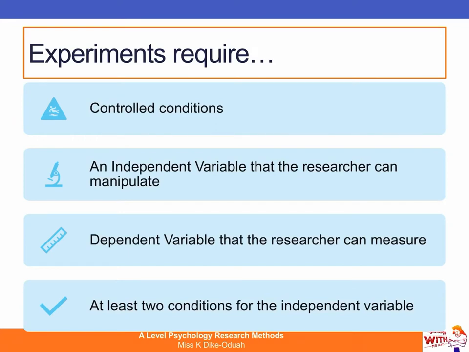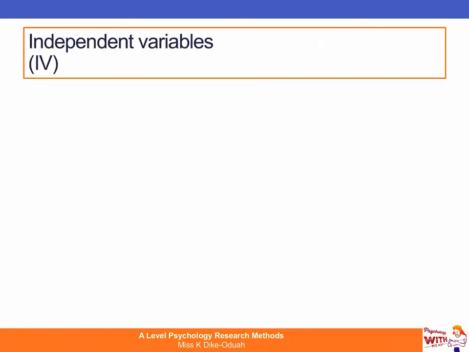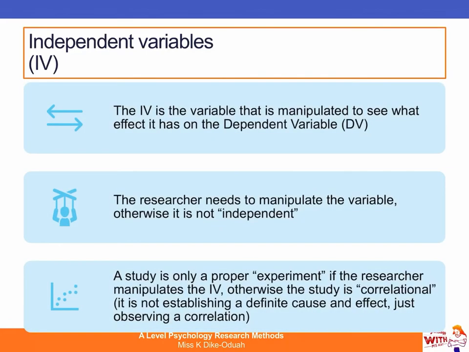They do require you to have an independent variable that the researcher is the one who manipulates. They do require you to have a dependent variable, which is what the researcher measures. And you are required to have at least two conditions for the independent variable, and we'll get into that later on. So independent variables. The independent variable is the variable that is manipulated to see what effect it has on the dependent variable. The researcher needs to manipulate the variable, otherwise it's not independent.